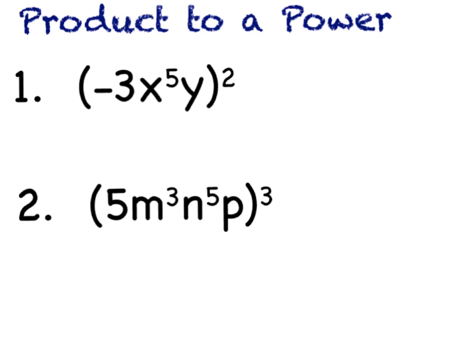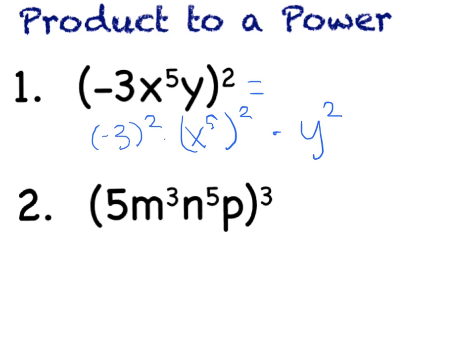Now, what we need to think about is that I'm squaring everything in here. I'm going to have you write down extra work for the first example, and then hopefully after that, it'll make sense and you won't need to do that. What I want you to realize is that I'm squaring everything inside the parentheses. So I'm going to write down -3 squared times x to the 5th squared times y squared. And now I need to simplify these 3 terms.